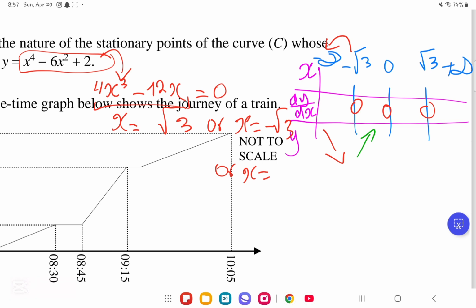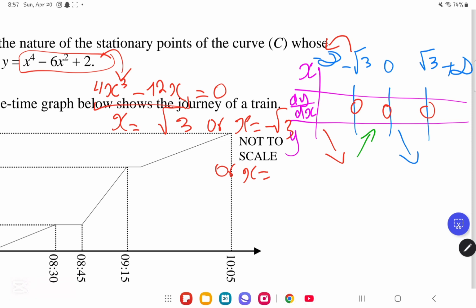4 times radical 2 to the power of 3 minus 12 times radical 2. You put it in, it's going to give you a negative answer, so this will be going down. And then finally, for the last one, choose a number between radical 3 and plus infinity.